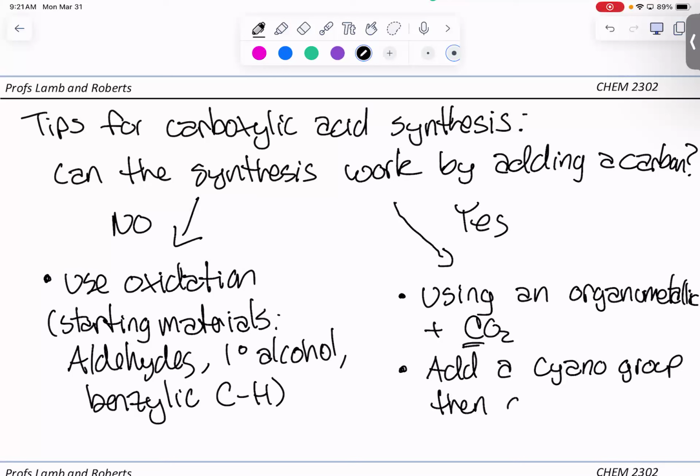Then do hydrolysis. All right, so counting carbons always comes into play, especially when we're thinking about carboxylic acid synthesis. What I want you to always do on an exam or on the homework is count your carbons. Where are we getting this number of carbons from? Can we just oxidize a functional group, or do we need to add in a cyano group and then hydrolyze it, or use an organometallic?